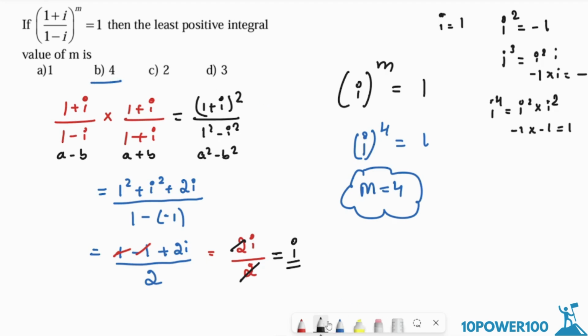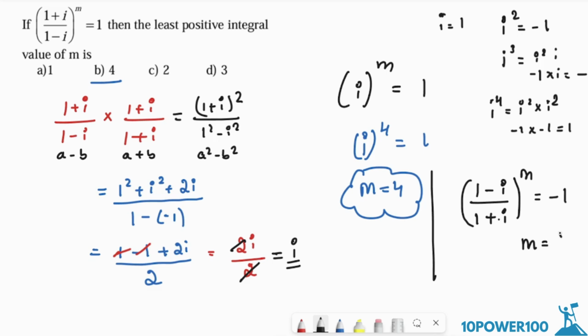Now I want you to focus on the extension sum. The extension sum is, I'll give in reverse order, (1 minus i) divided by (1 plus i), the whole power m is equal to minus 1. Now solve this further and see what the value of m is, and comment your answers in the comment section. Follow the same procedure to get that.